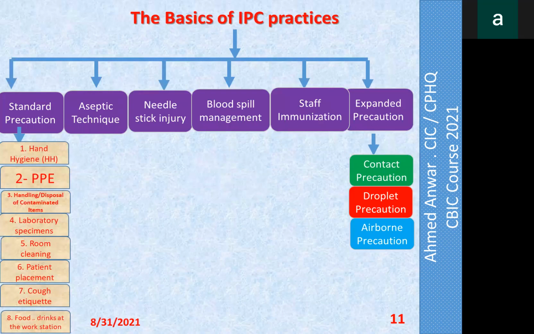As GCC, standard precautions include 8 components: hand hygiene, PPE, handling or disposal of contaminated items, lab specimen management, room cleaning, patient placement, cough etiquette, food and drink at workstation or medical area. The expanded or isolation precautions are divided into 3 categories. Based on this classification, it's very important to be aware of it.